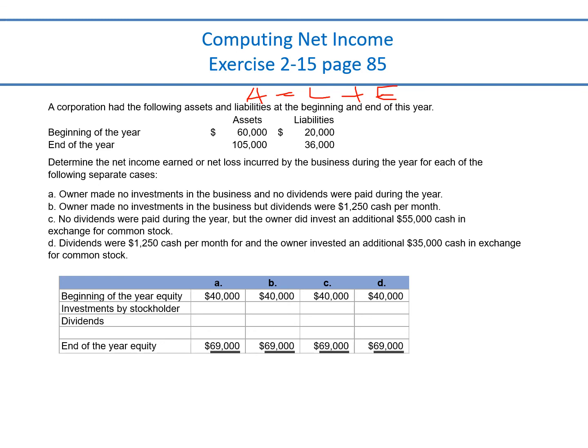29, right? So we had 0 investments by stockholders, we had 0 dividends, we had $29,000 of income, right?